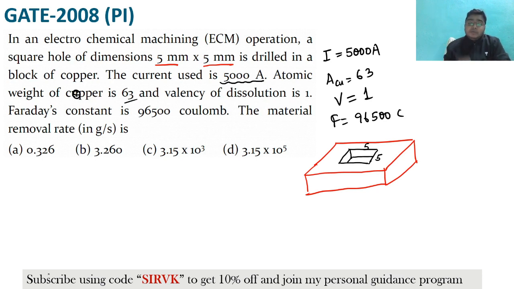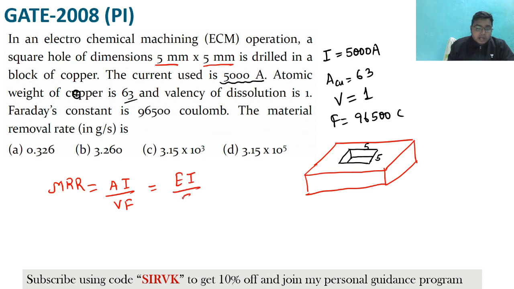Now the material removal in gram per second. So what is the formula for the material removal in gram per second? Just remember the formula, I have explained it. The MRR will be equal to AI by VF, right? This is our AI by VF. Basically if you remember, it is EI by F, right? This is what we had as MRR in gram per second. This is in gram per second. Clear?